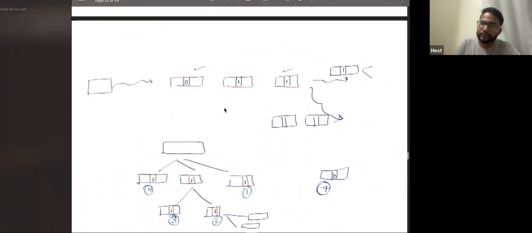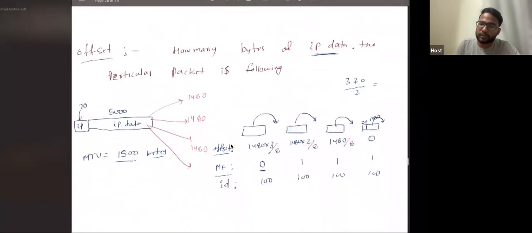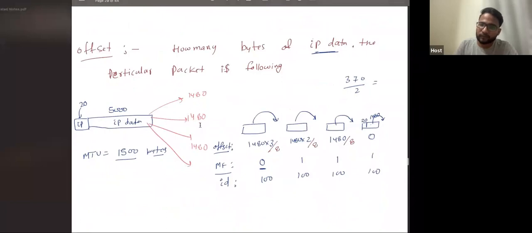Let's quickly see. If you're transferring some packet, then the offset basically tells how many bytes precede it. Suppose you are transferring this packet as 1480, 1480, 1480, 420. This is the first packet, this is the second, this is the third, this is the fourth. Since the first packet does not follow any bytes, its offset is 0. The second packet follows 1480 bytes, so it is 1480. I will come to why I'm dividing by 8. The third is 1480 into 2, because it follows 1480 and 1480. This one is 1480 into 3, right? Now the MF bits will be 1, 1, 1 and 0. The ID will be the same, right?